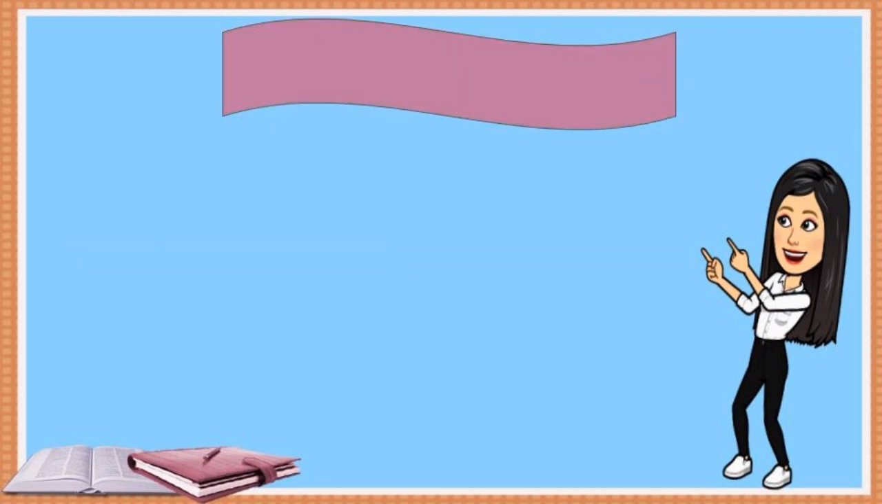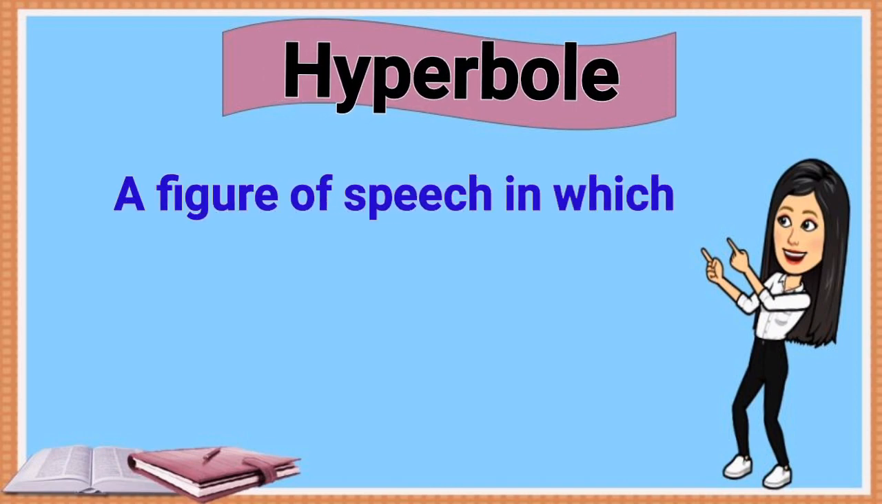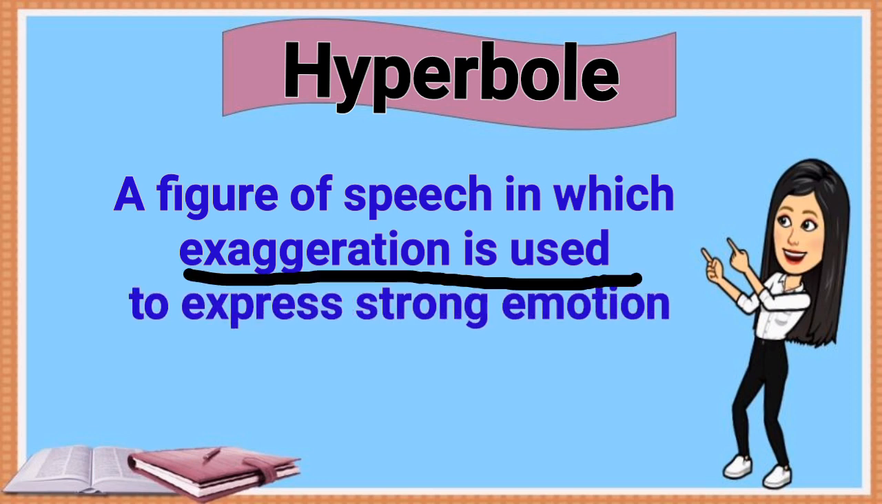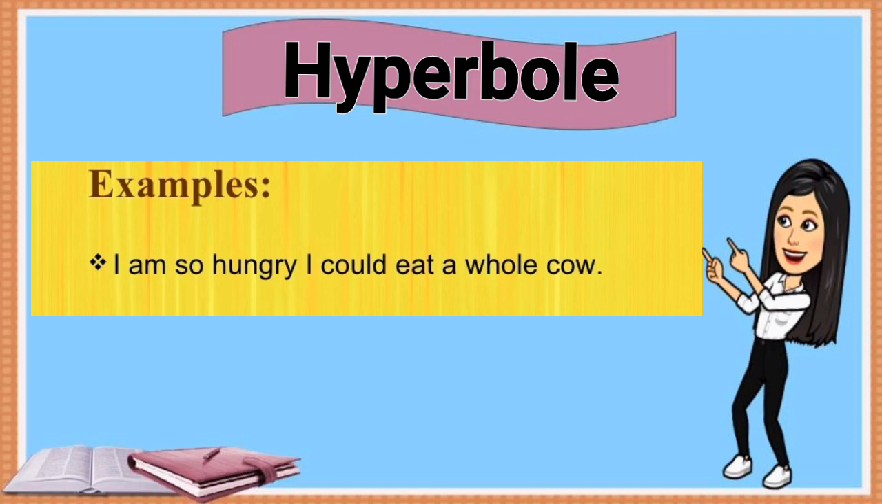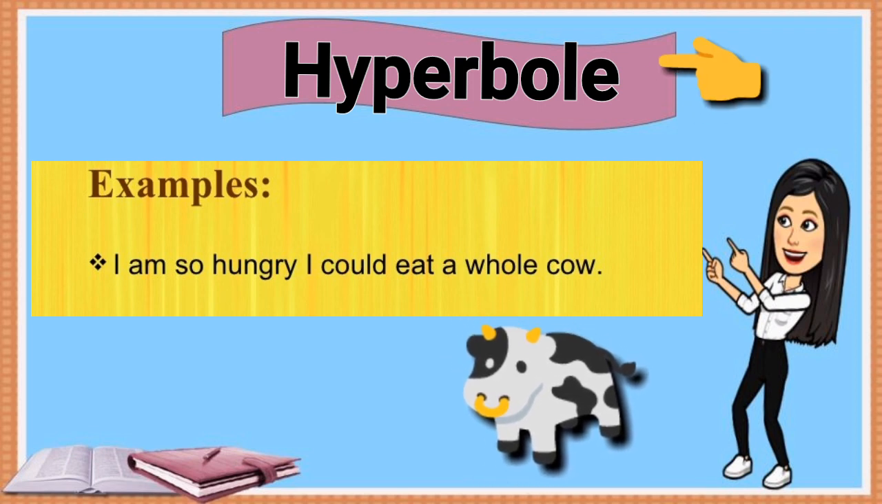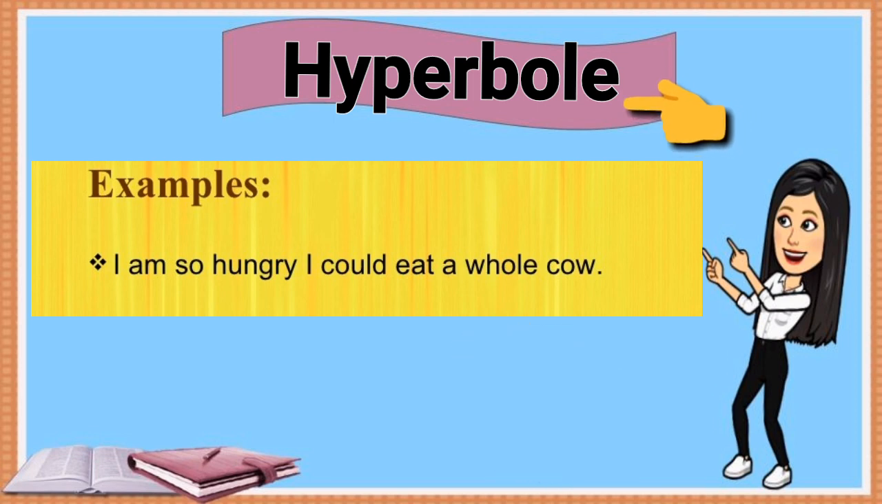Let's head on to another figure of speech. We have hyperbole. A hyperbole is a figure of speech in which exaggeration is used to express strong emotion, to make a point, or to evoke humor. Let's have an example. I am so hungry. I could eat a whole cow. This is an example of hyperbole because you really could not eat a whole cow no matter how hungry you are. So in this example, you're emphasizing your hunger, right?